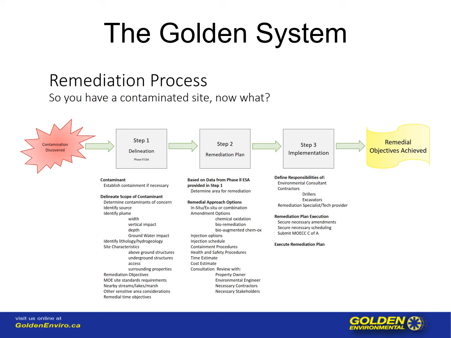So step one, delineation. This is very, very important because without the site characterization, one can go very wrong with their remediation plan. The first part is to establish containment if necessary. Our priority is to stop the contaminant from spreading further than it already has. Then we move on to delineate the scope of the contaminant. We need to determine, first of all, the contaminants of concern. What are we dealing with?